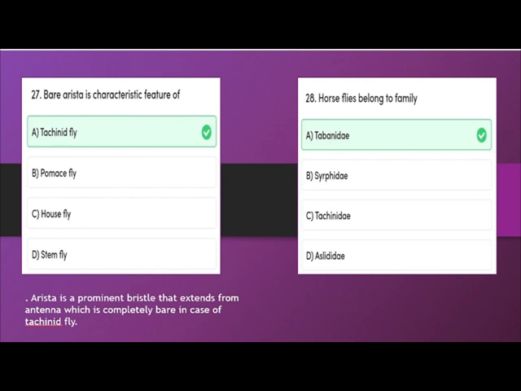Now come to the 27th question. Bare arista is a characteristic feature of, and the answer is Tachinid fly. The arista is a prominent bristle that extends from the antenna, which is completely bare in case of Tachinid fly. And in the 28th question, horsefly belongs to the family, and the answer is Tabanidae.